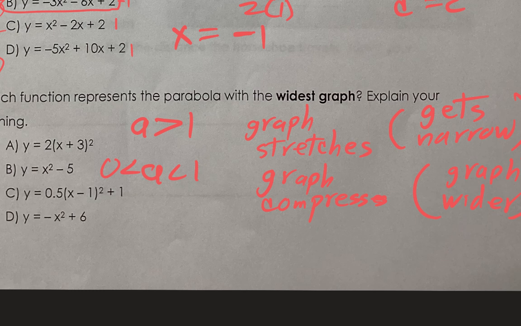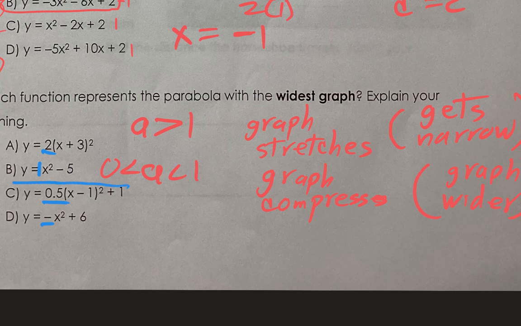These are already written in vertex form. So let's do this in blue. I'm looking at 2. My vertical stretch or shrink is 2. My vertical shrink or stretch is a 1 here. It's a 1/2 there and a negative 1 here. So which one of those falls between 0 and 1? It should be option C.